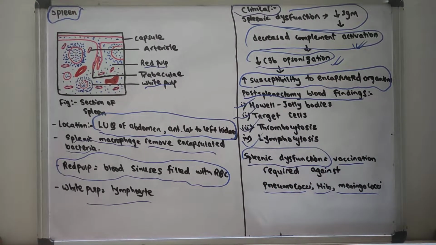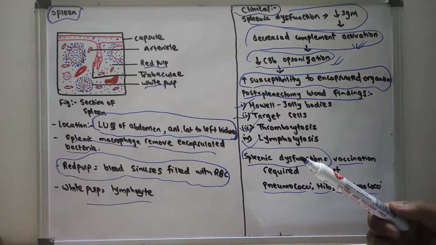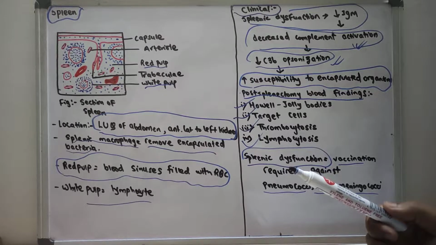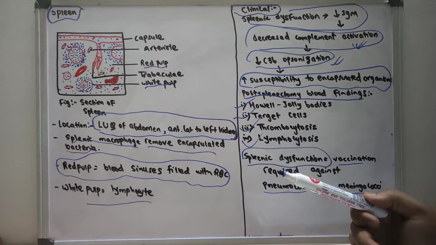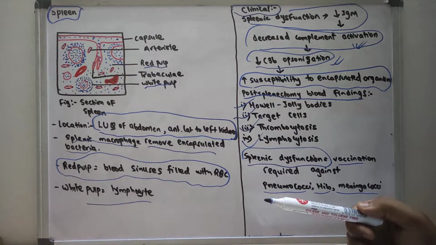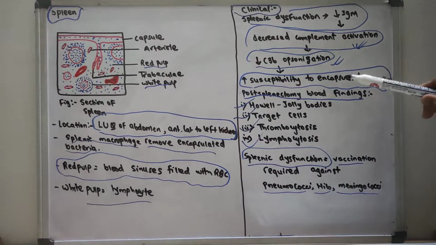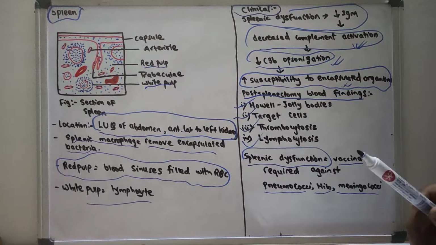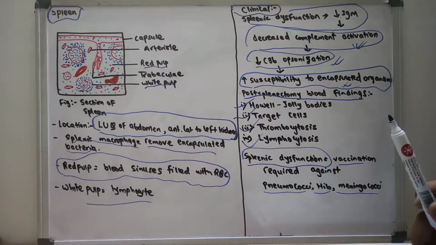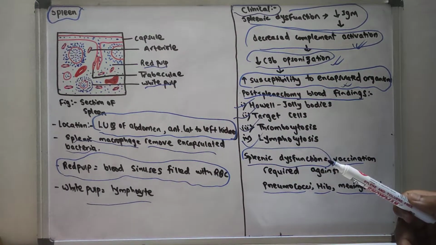So you should know that basically the spleen is the organ that monitors the blood immunologically, and if there is any disorder of the spleen, or if there is trauma and splenectomy is done, then there is increased susceptibility of the person to the encapsulated organism, because the splenic macrophages basically remove the encapsulated bacteria.